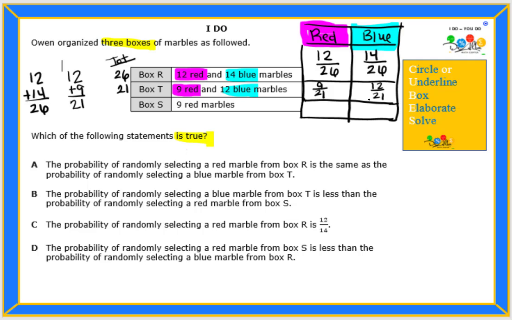And for box S, what is the probability of getting a red marble? There are 9 red marbles and there are not any blue marbles. So the total number of marbles in this box is 9. So look at what happens when we try to select a red marble. We will always get a red marble. That is called a 100% probability, and that is certain.